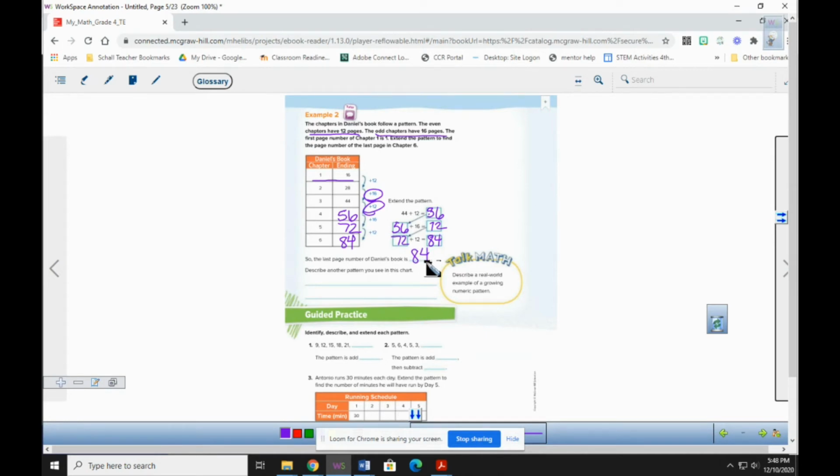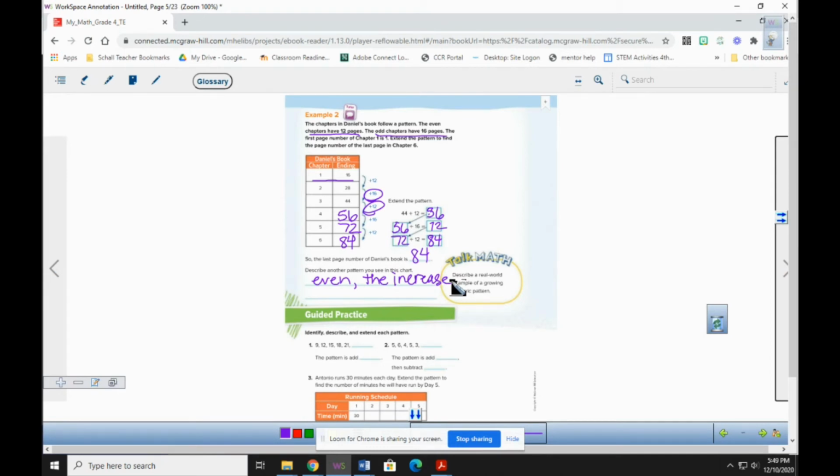Now, it does ask us to describe another pattern that we see. We knew that the rule in this case was to add 12, then add 16, and we kept doing that, adding 12, adding 16. So other patterns that we can see. All of these numbers are even. They're bigger, or they increase. Those are some patterns we can see.